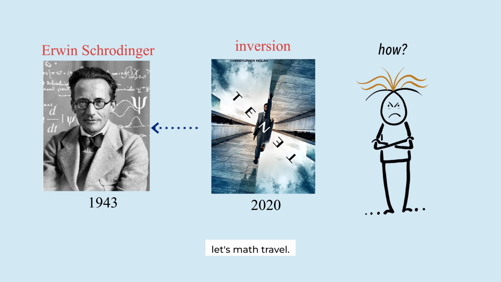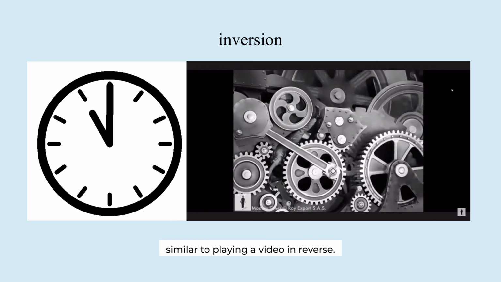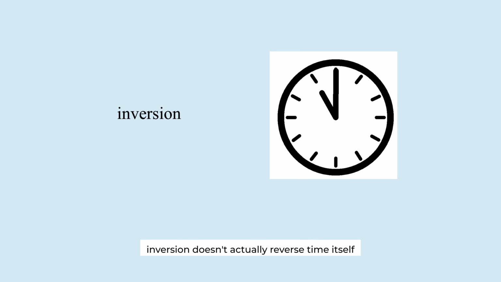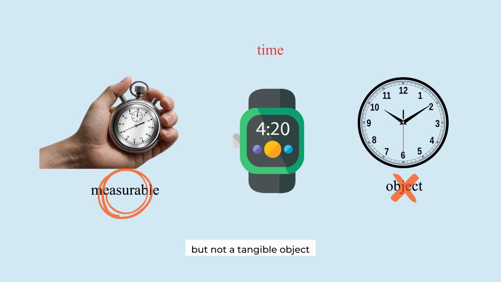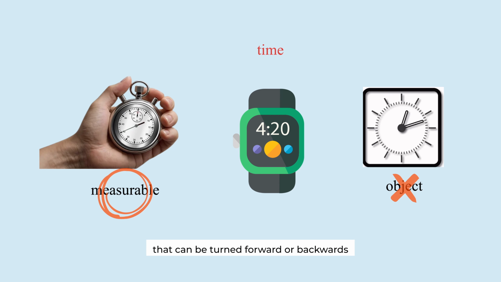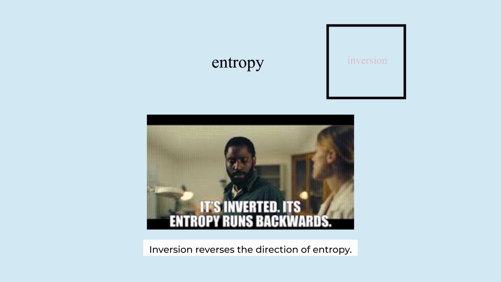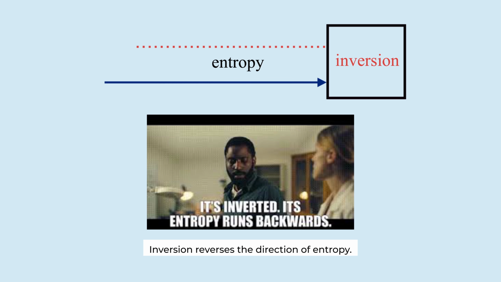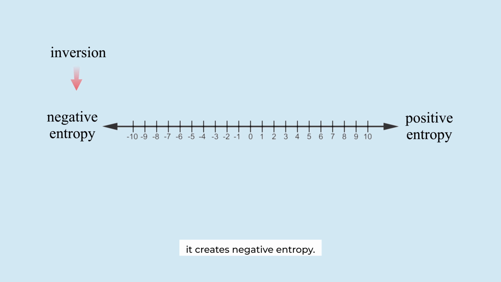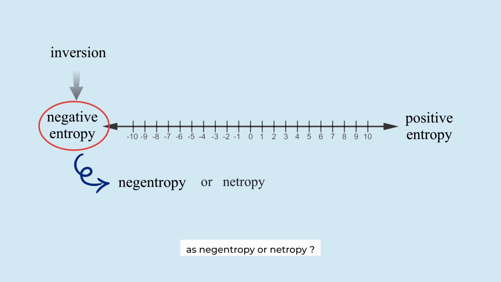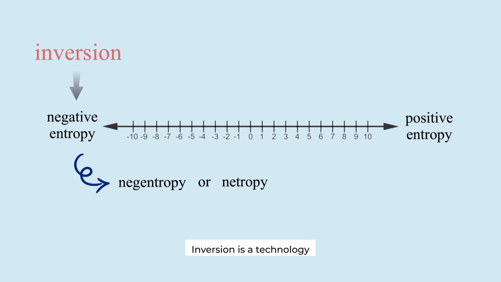Let's math travel. Inversion reverses time, similar to playing a video in reverse. However, inversion doesn't actually reverse time itself, because time is just measurable, but not a tangible object that can be turned forward or backward like clock hands. Inversion reverses the direction of entropy. Mathematically speaking, it creates negative entropy. Did you know that negative entropy is referred to as negentropy or netropy? In the end, inversion is a technology that generates netropy.